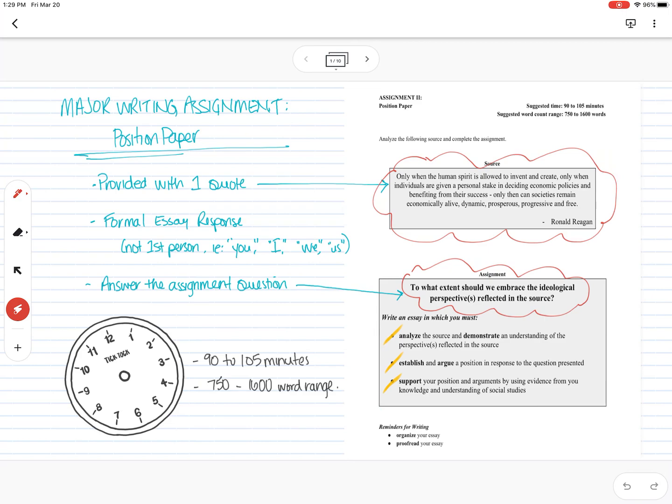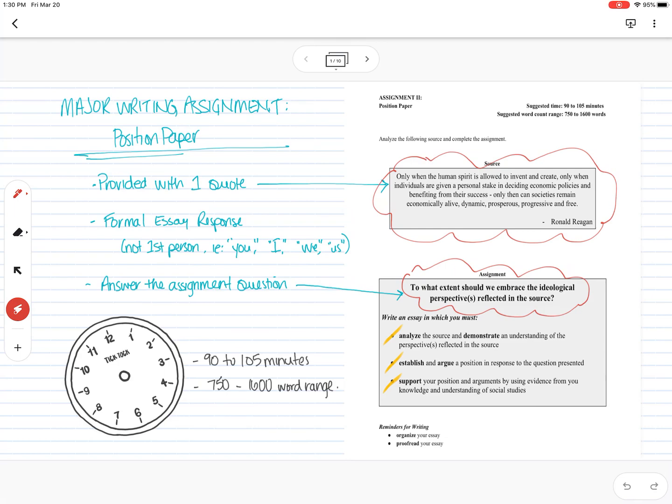Couple things to keep in mind, and we're going to go through all of this in the next couple of slides, is you in your essay must analyze the source, demonstrate an understanding of the perspective reflected in the source. You must also establish and argue a position. This is going to come into play when we get into our thesis statements right away. And you must also support your position and arguments by using evidence. So evidence is going to be interchangeably used with things like examples or case studies throughout the rest of this video.